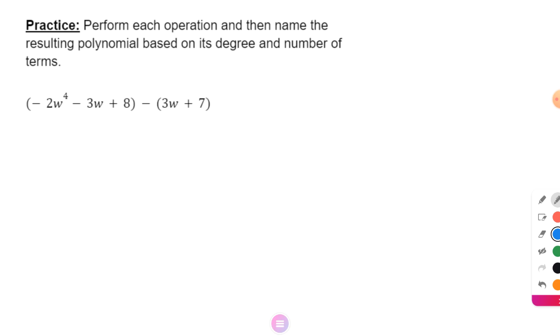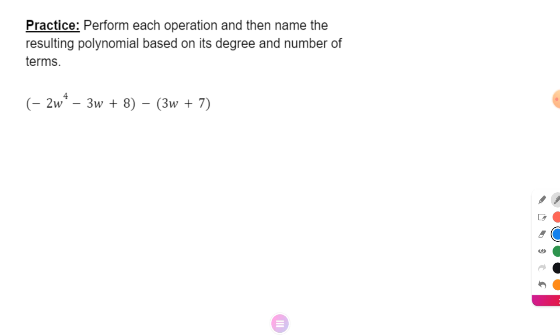All right, take a minute, perform each operation, and then name the resulting polynomial based on its degree and number of terms. Don't forget to pay attention to, is it an addition or a subtraction problem? All right, so feel free to pause this video, try these on your own, and then come back and check your answers. We'll work through those together in a moment.